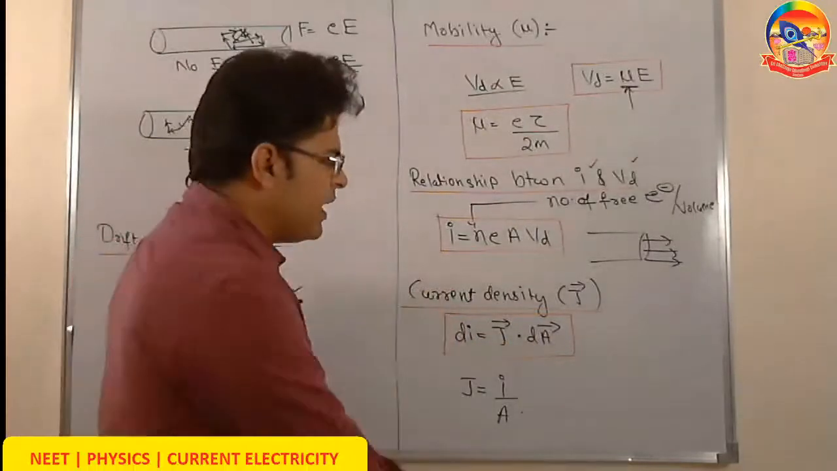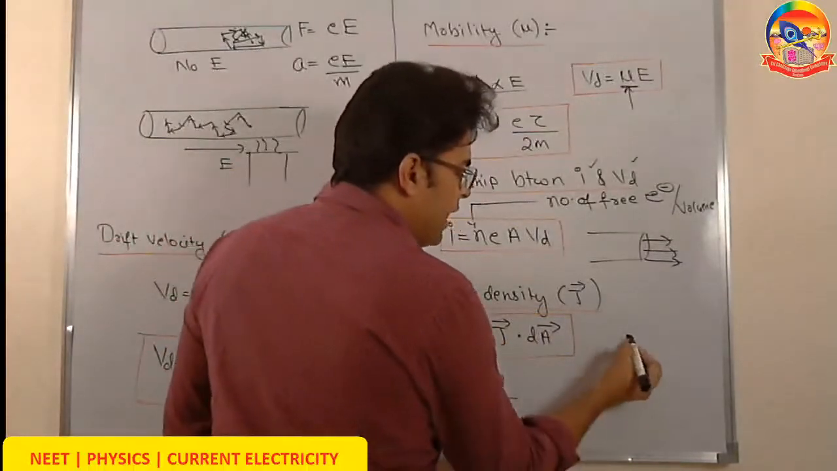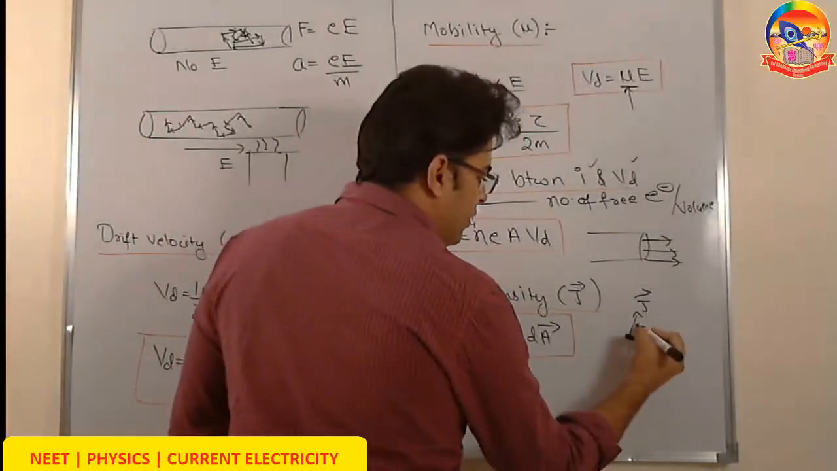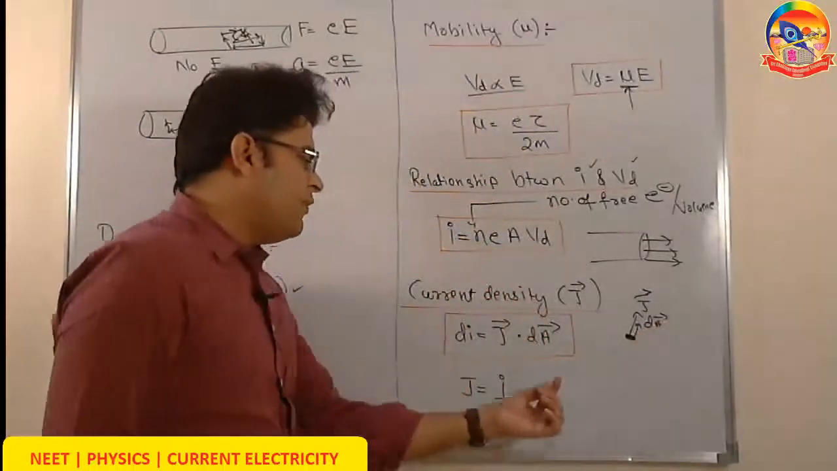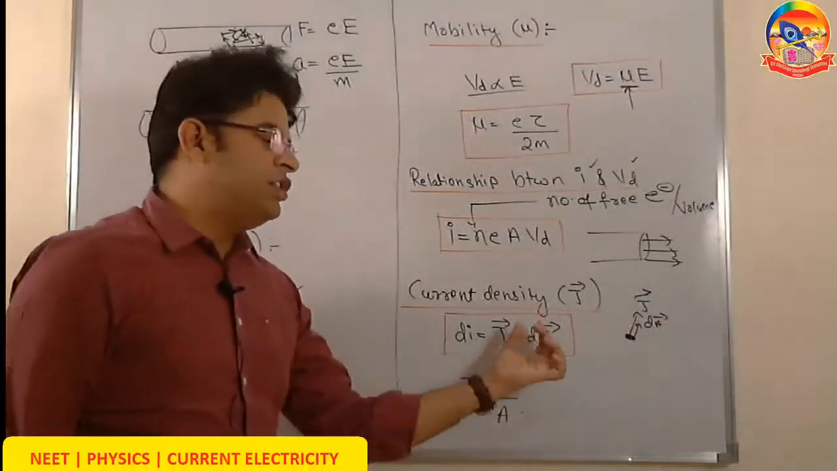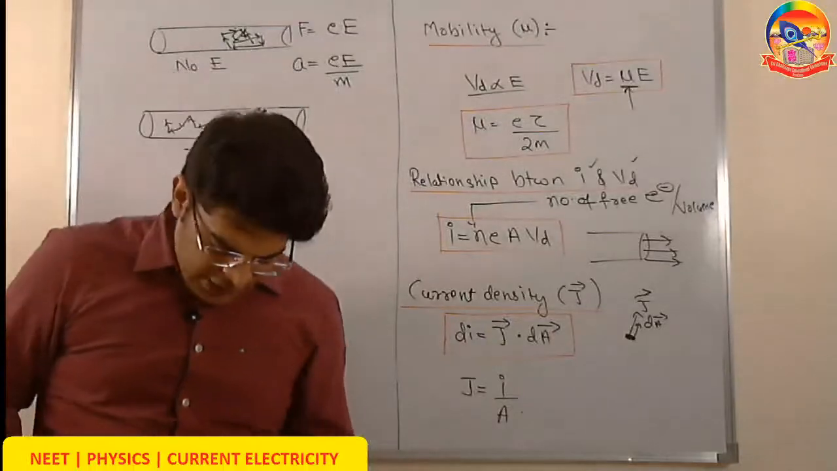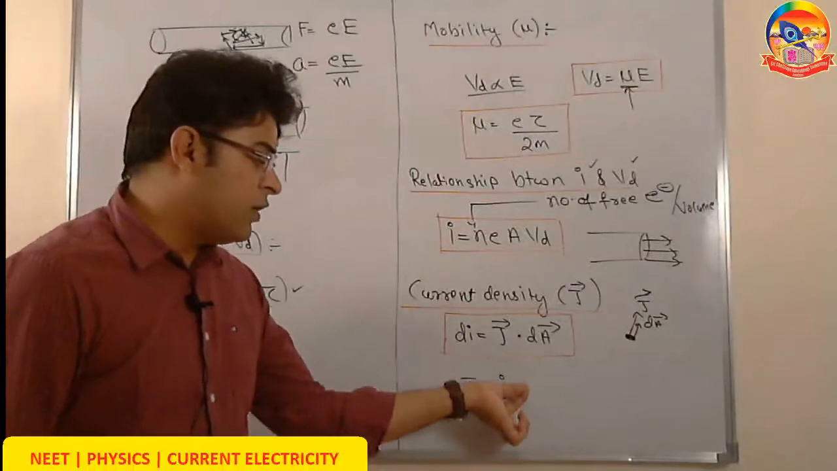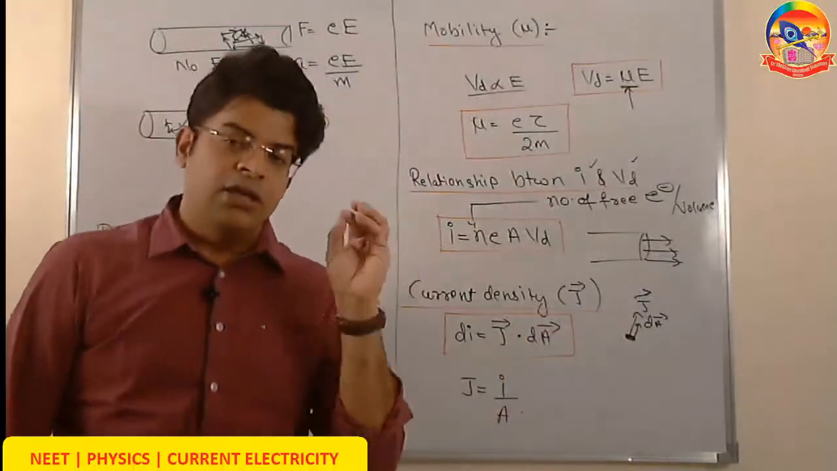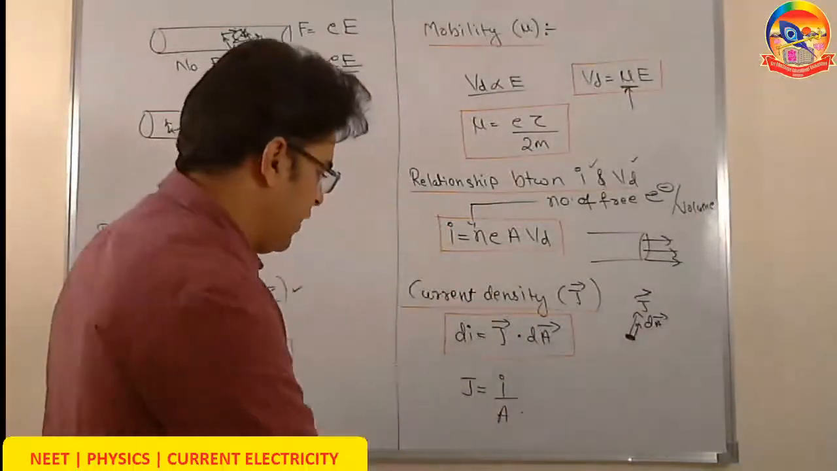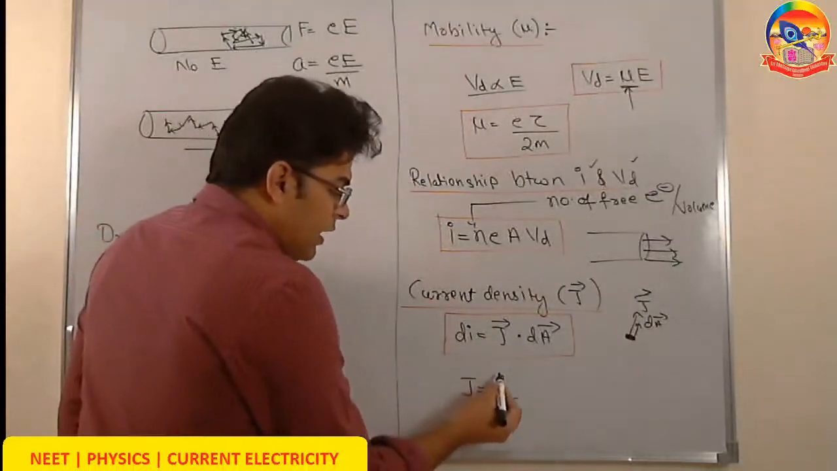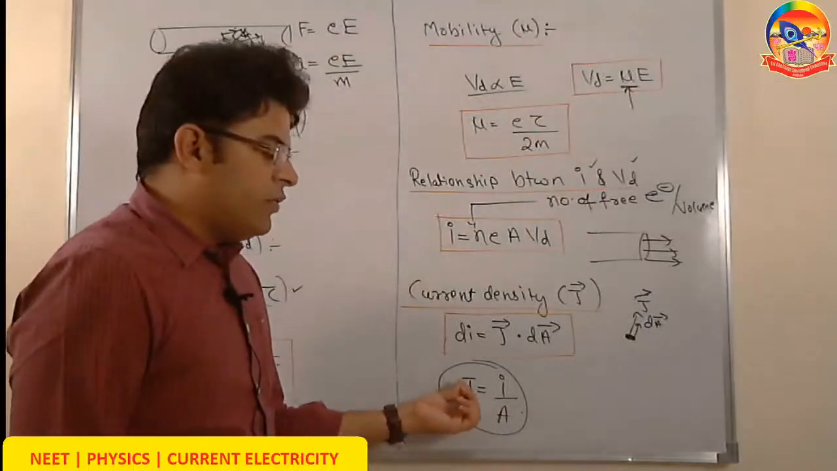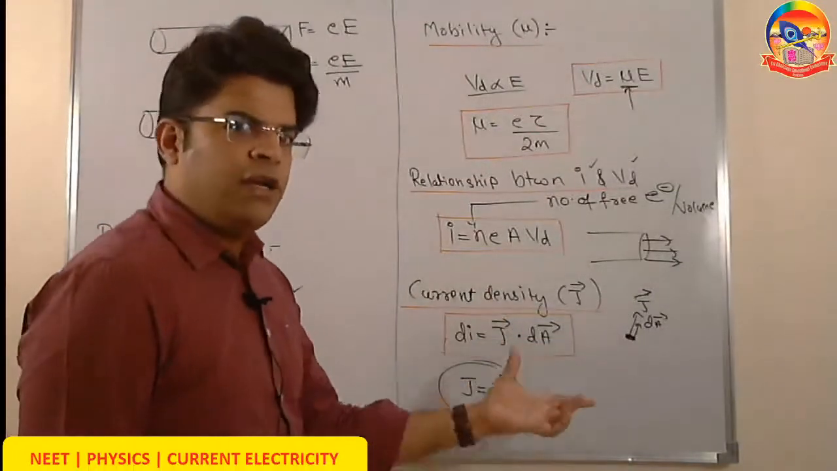If you have an infinitely small cross-sectional area dA and at the position of dA the current density is J and the infinitely small area vector is dA, then the infinitely small current flowing through here is given by J dot dA. For NEET, you just have to remember that current density equals current per unit area. Sometimes current is also called the flux of current density, because current density into area gives you current. So flux of current density is current.